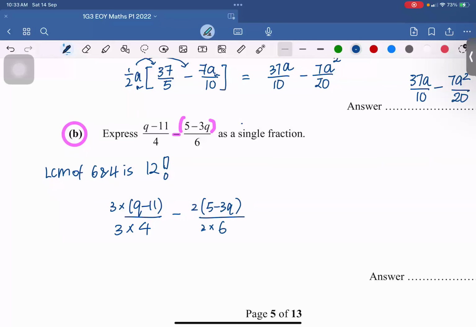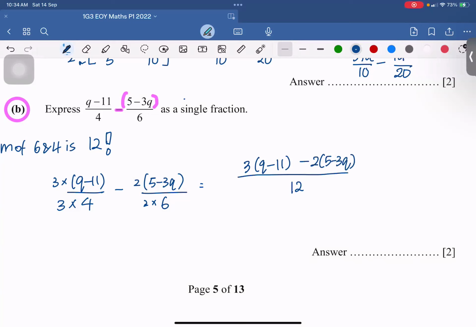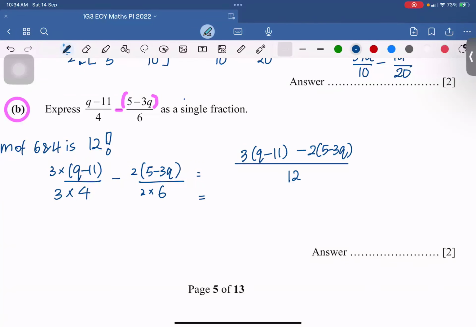Then when I combine fractions together as one whole, one common denominator, I am worried that I might make a careless mistake. So I always copy down first. Okay, minus 2 bracket 5 minus 3q. Then I expand my fraction. 8, not 11, 33. I must get somebody to simplify this for me.